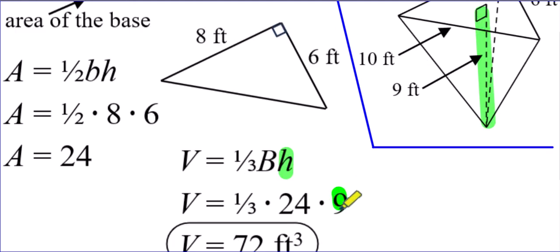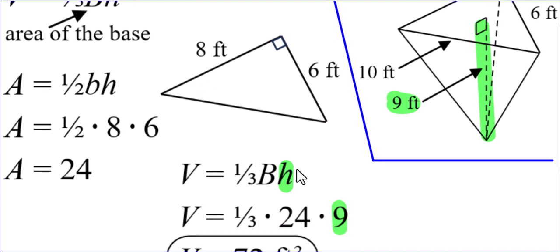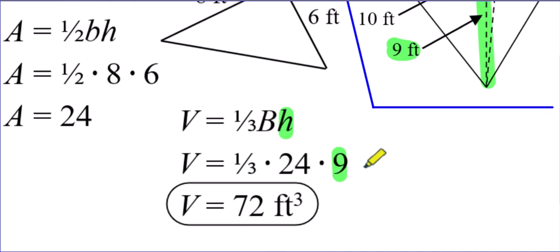So that was the 9. So that's my H, which means I didn't even need to use the 10 at all. That 10 was just a line segment right here, which is actually side C if you're thinking Pythagorean theorem. But I don't need that for area of the base, and I don't need it for the height, so it's just going to be ignored. So formula, substitute, solve, boom, my volume is 72 cubic feet.